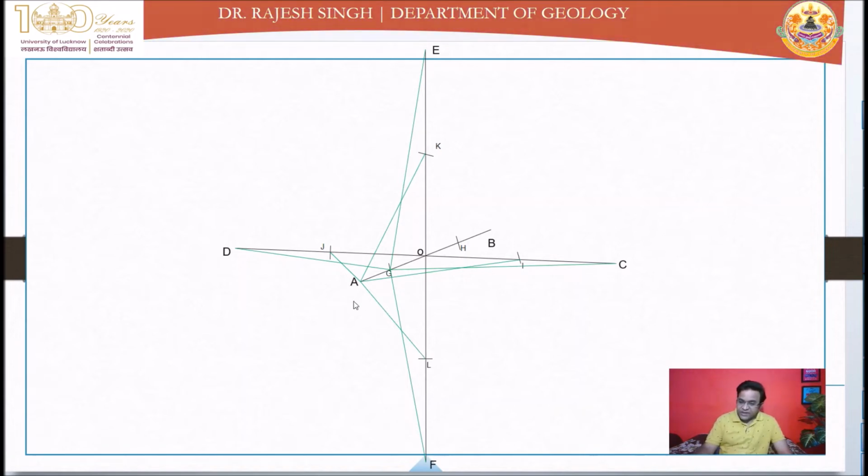Okay. In the next step, we have to draw the same procedure for A1, A2 and A3, means from the end of the A2 axis to the midpoint of the A3 axis, and from the midpoint of A2 to the end of A3.